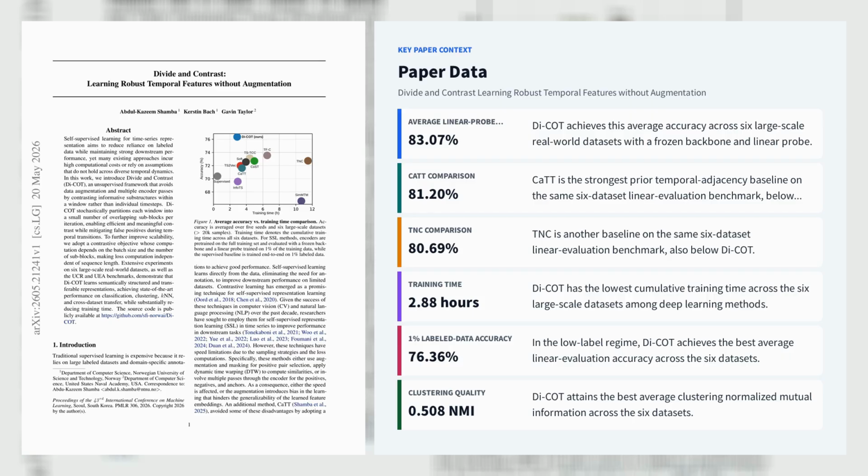On 1% label data, it improves average accuracy to 76.36%, beating the best supervised baseline at 70.39% and TFC at 73.55%. It also leads on 124 UCR and 28 UEA datasets, with 81.33% and 71.24% average accuracy respectively, and tops clustering with 0.508 NMI and 0.406 ARI. The key novelty is temporal contrast as subblock classification, dense supervision, no augmentation bias, and multi-scale robustness from stochastic overlap.